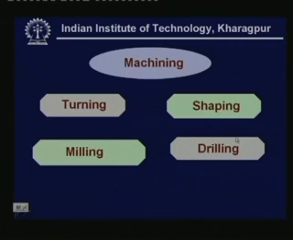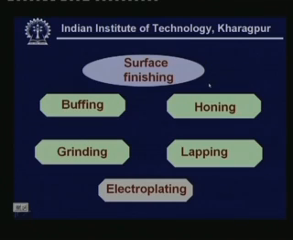In a similar manner you can have the machining. You have gone through, I suppose, turning, shaping, milling and drilling. These are the certain procedures you used in lathes and other machines, milling machines, shaping machines etc. And then you go for the surface finishing procedures, which are mostly buffing, honing, grinding, lapping and electroplating. Now, these are the surface finishing processes, you will be learning more about these things. I am just giving you a brief idea of the processes that are involved.